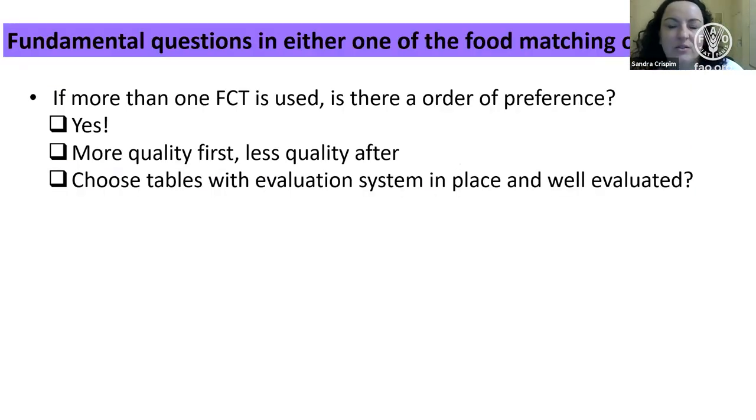Another question we would like to ask, considering that more than one food composition table is usually used in our assessment, is if there is an order of preference. And the answer is yes. And of course, would you like to go with more quality first and less quality after? This is not always easy to do. Perhaps now with evaluation systems in place, we could evaluate that and make better choices.